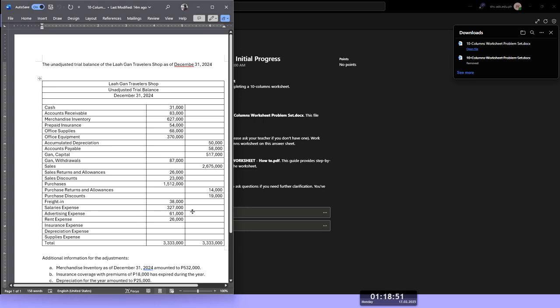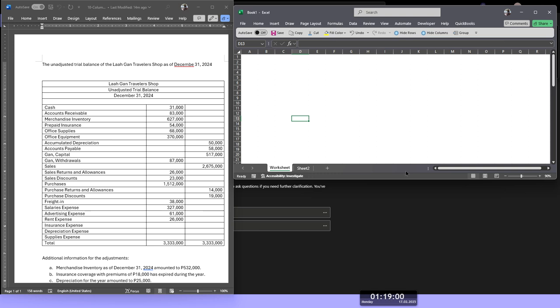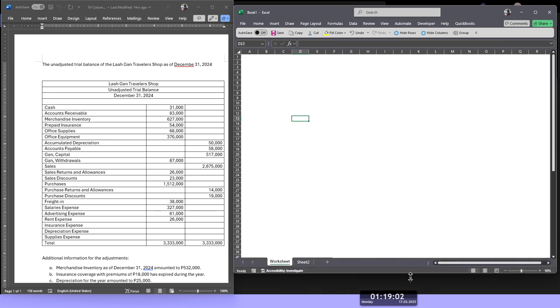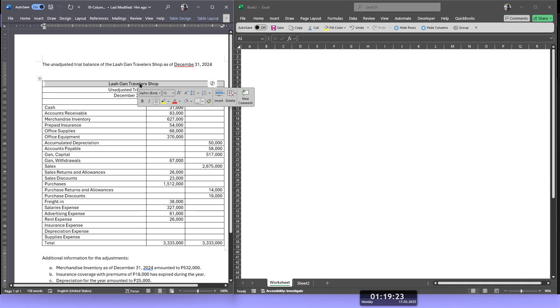And then let me open an Excel file. And here we will be using Excel for the 10 columns worksheet. So we have here the problem already and then the worksheet. So the first step of completing the 10 columns worksheet is to set up the worksheet. So the worksheet has the company name.